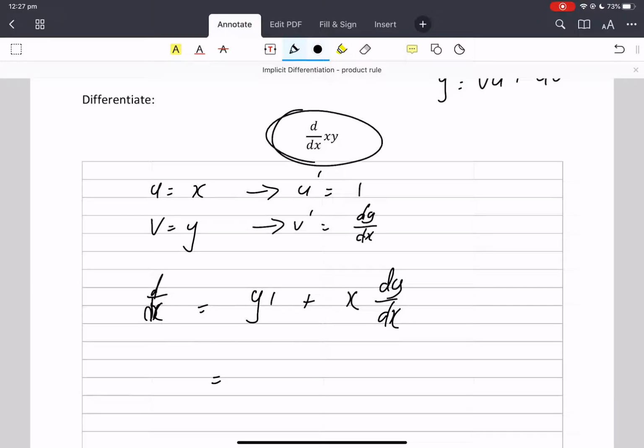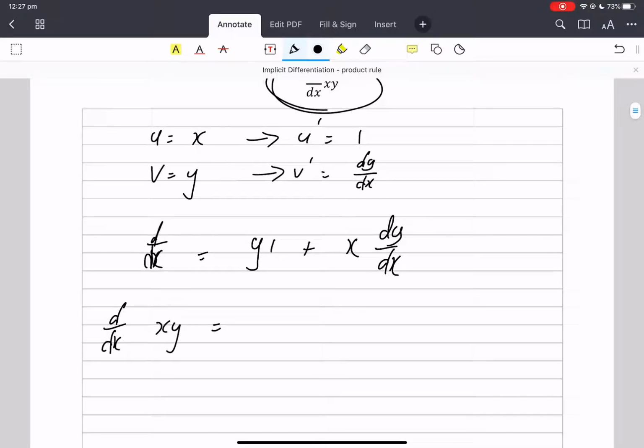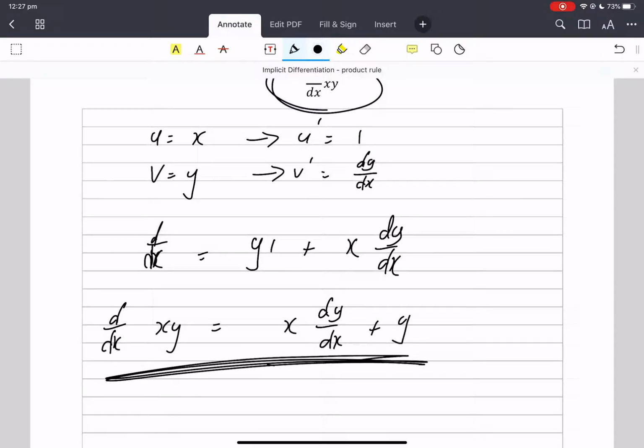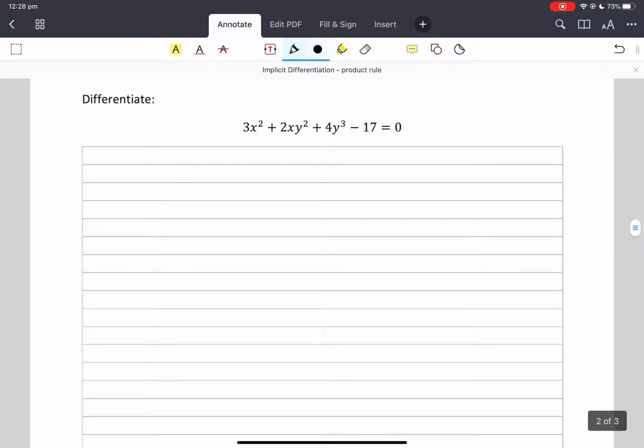So our derivative of that, d dx of xy, will equal x dy dx plus y. Looks very strange, doesn't it? But that's what it is. Okay, we're going to apply that product rule here. So you can see from last video that these things here don't pose a problem. But that's an issue because that's a product in between the x and the y.